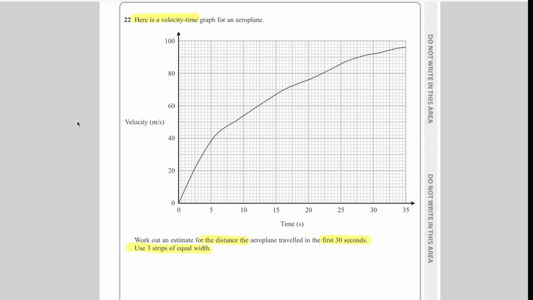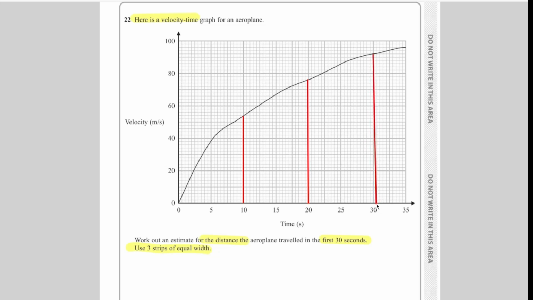Since we've been asked to use 3 strips of equal width, we need to split this time scale into 10-second strips, because we need to use 3 strips. If we want to use 3 strips, the only possible split is 10-second strips. So let's split this into 10 seconds first. I can split it, first one in this way, second one in this way, and the third one in this way.